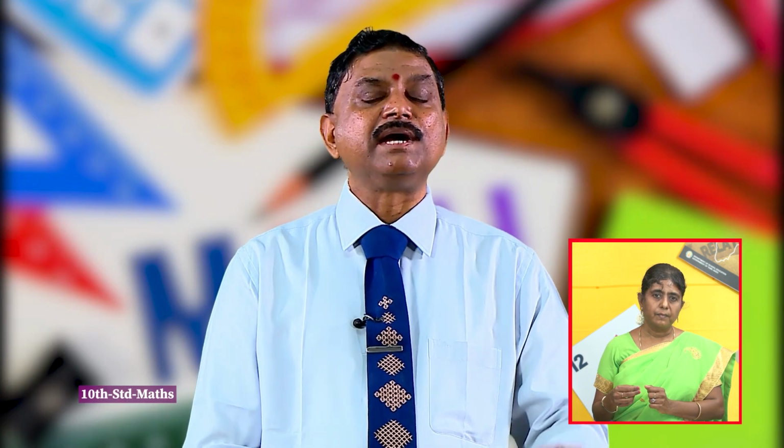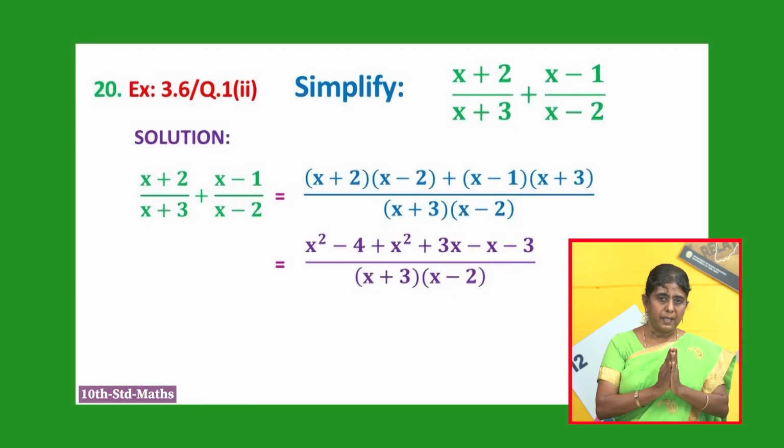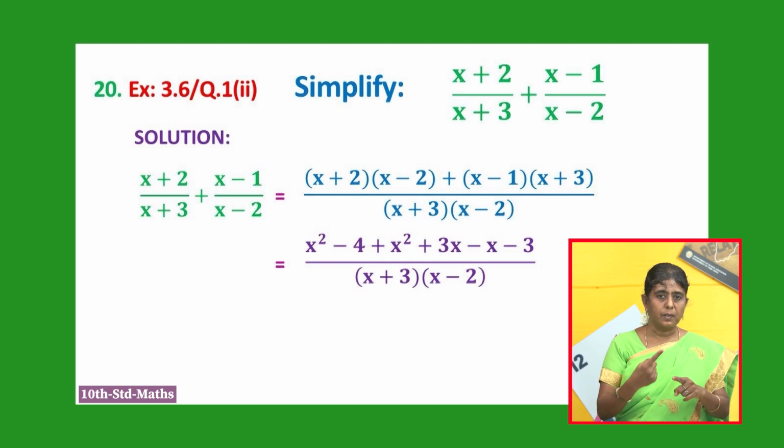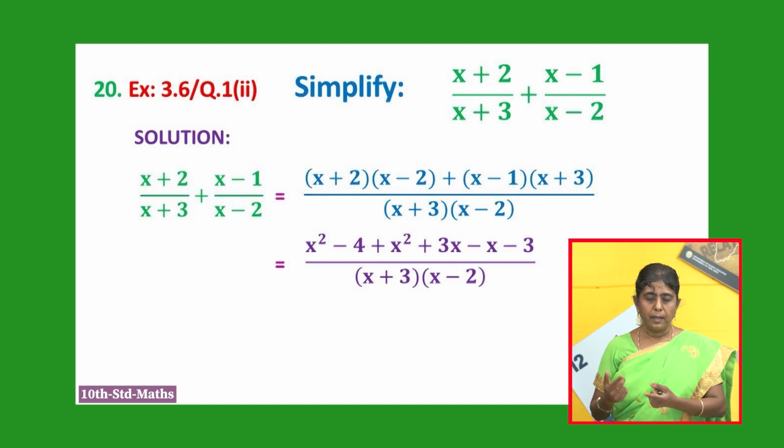So now we have to do the simplification in the numerator, ordinary multiplication that you used to do. The first one is x plus 2 into x minus 2. So you have to use the identity a plus b into a minus b equals a square minus b square. Using that identity, you will get x square minus 4 plus. Again the next multiplication, one is x minus 1, another is x plus 3. Ordinary multiplication we have to do. So x squared plus 3x minus x minus 3.